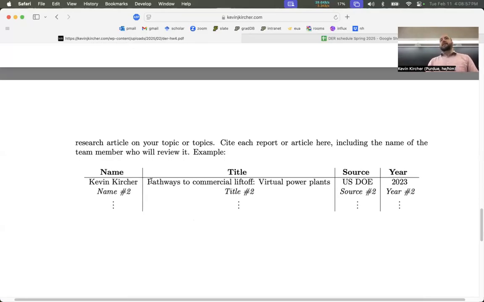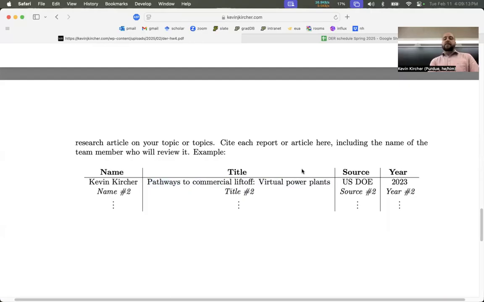And then my thinking is that each team member would sort of take the lead on one of the references. It doesn't mean that they're the only one who would read that. Of course, you guys can cross-pollinate ideas and things like that. But they basically would lead a review of that.